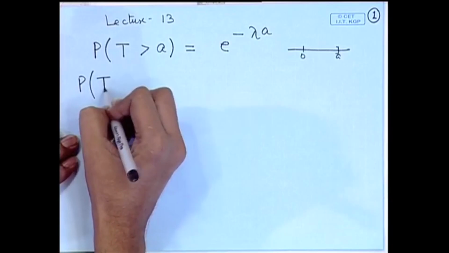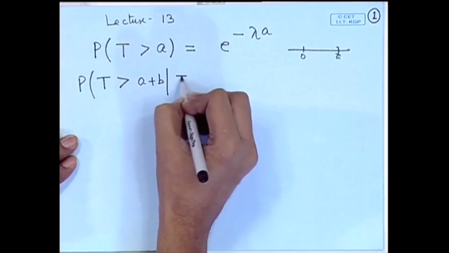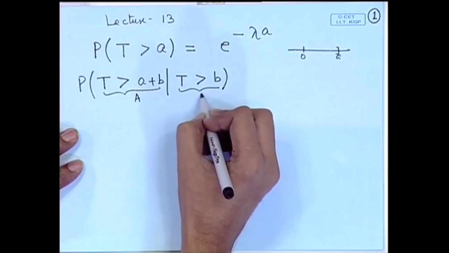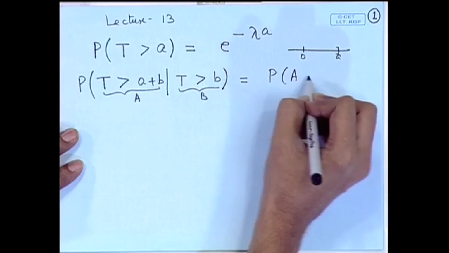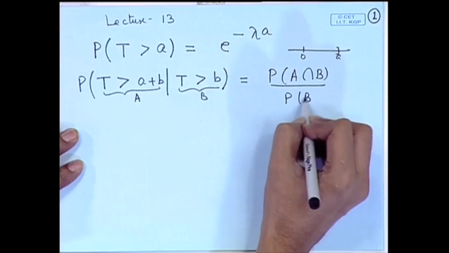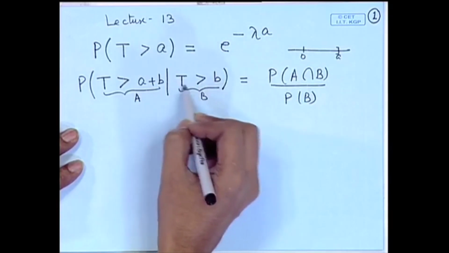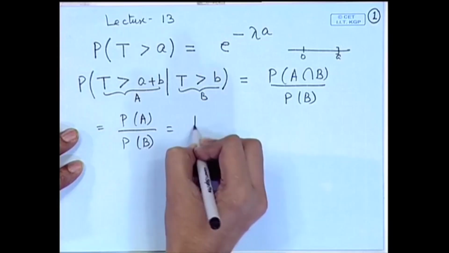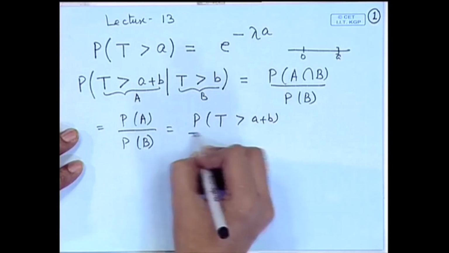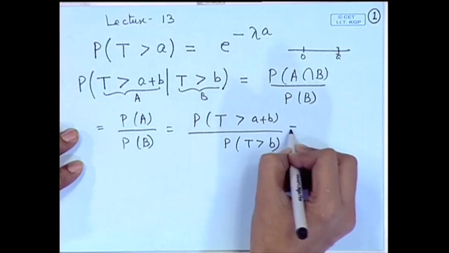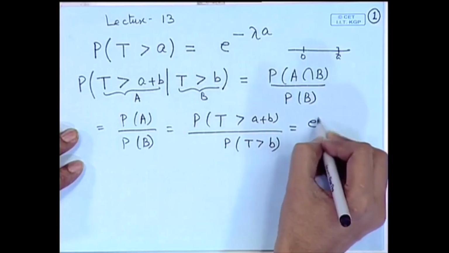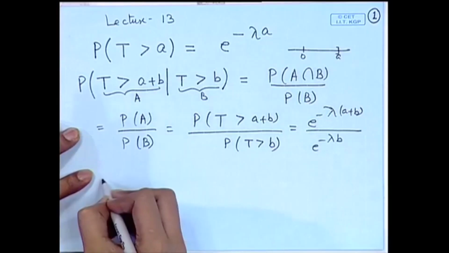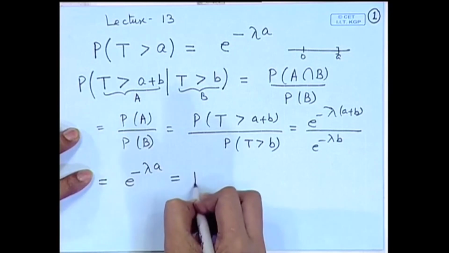So, if we consider the probability of T greater than a plus b, given that T is greater than b, and call these event A and event B, then it is equal to the probability of A intersection B divided by the probability of B. Now, here A is a subset of B, therefore this becomes the probability of A divided by the probability of B, that is the probability of T greater than a plus b divided by the probability of T greater than b. By the formula that we have developed, this becomes e to the power minus lambda times a plus b divided by e to the power minus lambda b. After simplification it becomes e to the power minus lambda a, which is nothing but the probability of T greater than a.